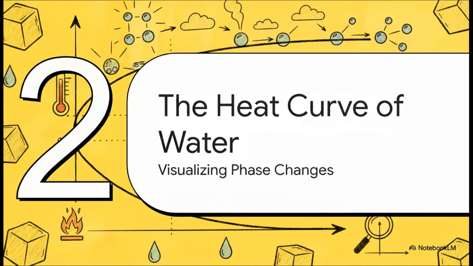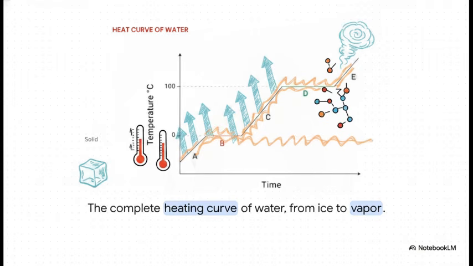Moving right along to section 2, the heat curve of water. This is where we actually visualize those phase changes. Let's break down the complete heating curve. We are tracking temperature on the vertical y-axis and time on the horizontal x-axis. Now, I want you to memorize the golden rule of this graph. Whenever the line is slanting upwards, the temperature is changing and the substance is in a single state, just solid, just liquid, or just gas.